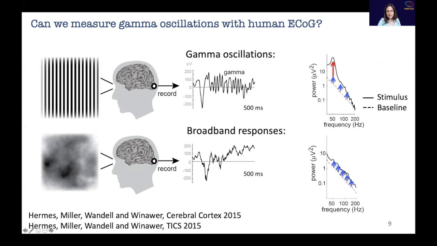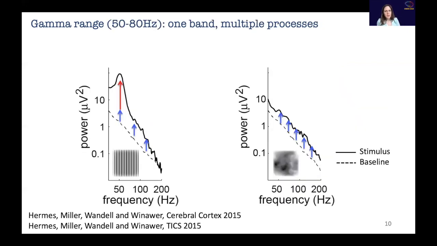And I want to look at these spectra in a little bit more detail, because what you can see here is that this gamma range between 30 and 80 or 50 and 80 hertz is one band, but has multiple processes. And the classical approach that we take to analyzing spectral power changes, where we look at a particular frequency band and link that to some kind of input, will not work in this case because one frequency range has multiple overlapping processes.